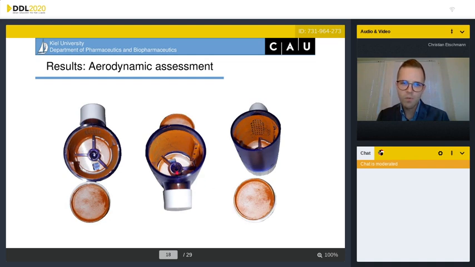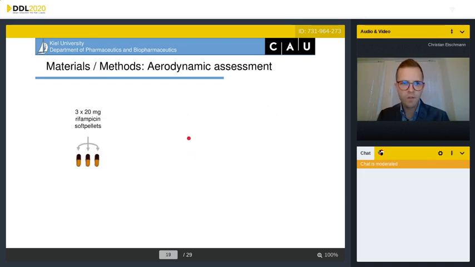As already mentioned before, in high-dose inhalation, a lot of API adheres to the inner surfaces of the inhaler, and it has been described in literature that by the addition of large lactose particles, these API particles can be detached and the emitted dose can be increased. They call these large lactose particles sweeper crystals. So in the next step, 3 capsules were filled with 20 milligram of rifampicin soft pellets each, and different amounts of Inhalac 70 and Inhalac 120 from Meggle were added as sweeper crystals.